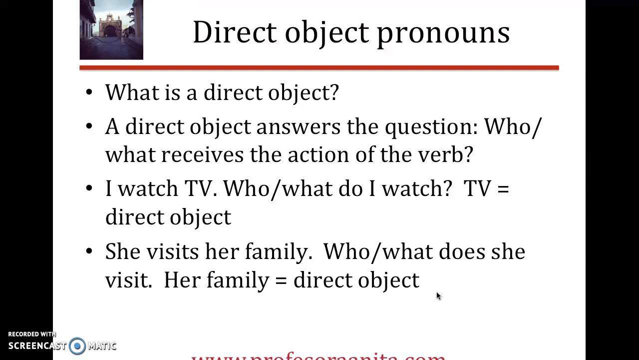So a direct object answers the question who or what receives the action of the verb. So if you're saying, I watch TV, who or what do I watch? TV. That's the direct object. She visits her family. Who or what does she visit? Her family. That's the direct object. So it can be either a person or a thing.